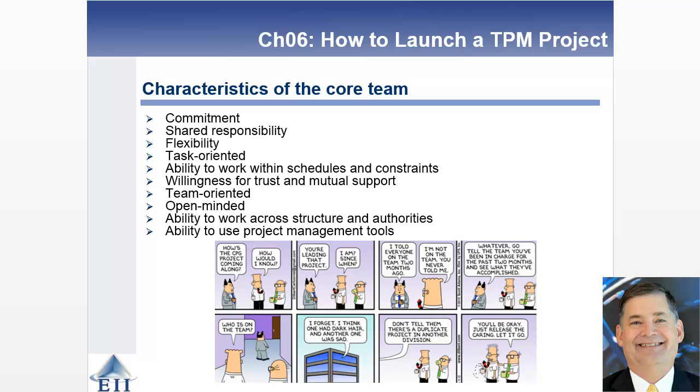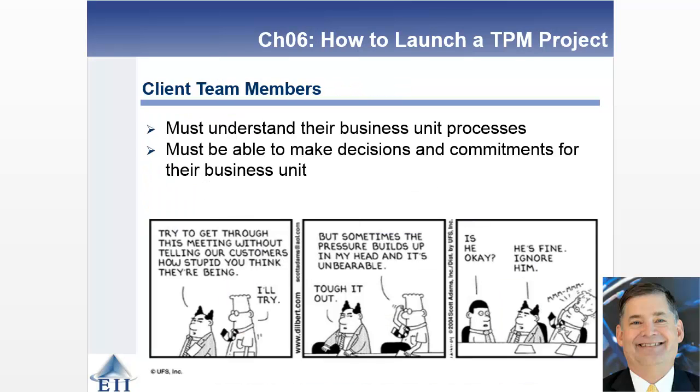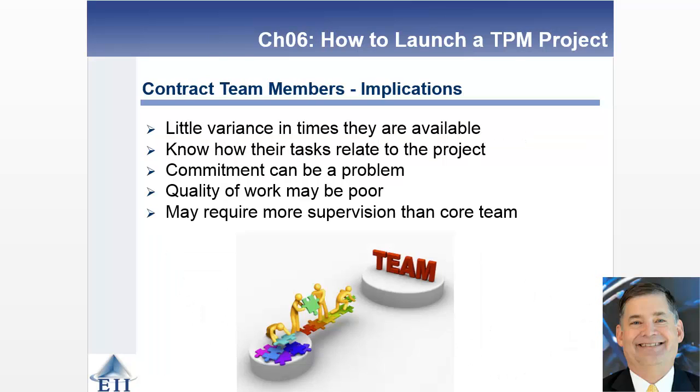Here are the characteristics of that core team. Not going to spend a lot of time on this, but obviously they've got to play well with others and work together to accomplish the project in the schedule assigned. Client team members need to understand what their business unit processes are. They don't need to understand the technology, but they need to be able to characterize how they get things done within their business and be able to define what data they need and how they use that data to reach decisions. They also need to be able to make decisions. So if they're not in a position of power where they can make decisions, it's not going to be helpful in moving the business unit forward.